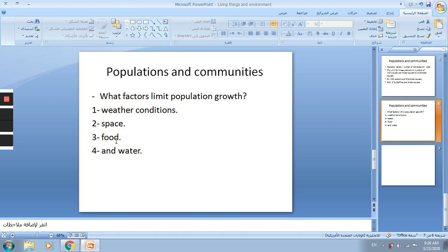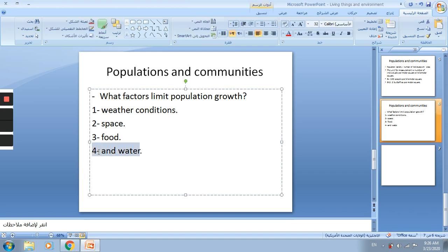Number three, food. Yes, food is also a limiting factor for population growth, and water. Food and water, you can combine them in only one point to make it easier for you.